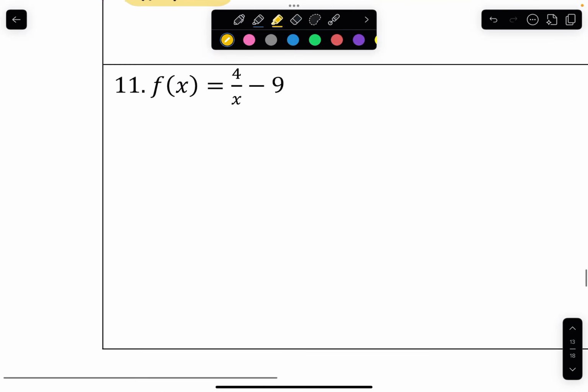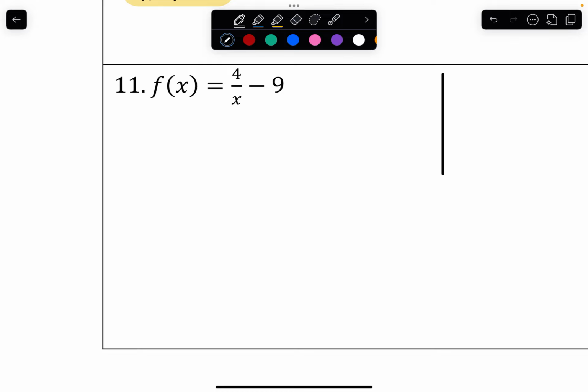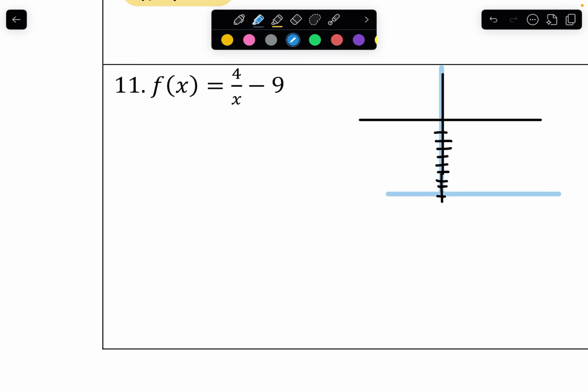Okay, looking at this next one, starting with, let's just sketch it out. I think it's helpful to see what this could look like. So it hasn't been moved left or right, so my vertical asymptote is still sitting at x equals 0, but it's been moved down 9, so my horizontal asymptote is way down here at -9. There's no reflection, so we still have a piece in the first quadrant, and then we have a piece in this bottom quadrant.